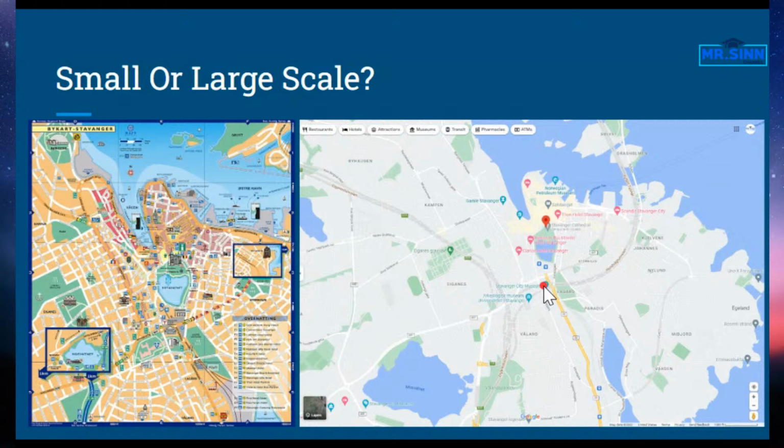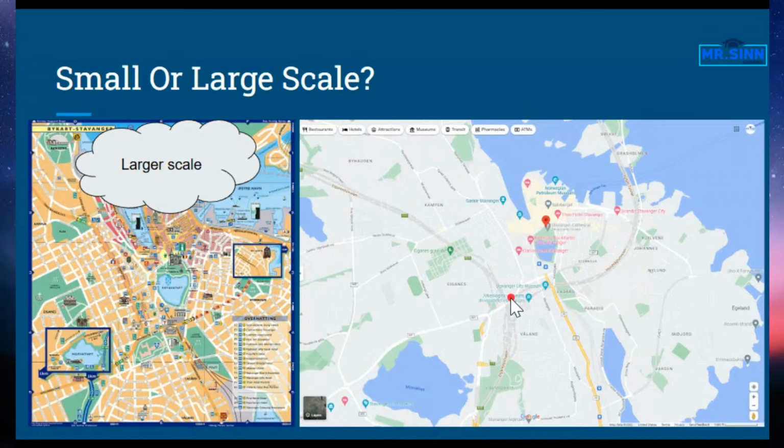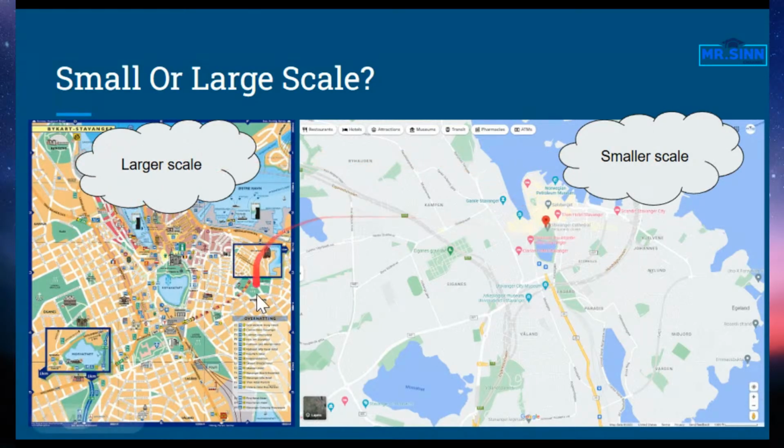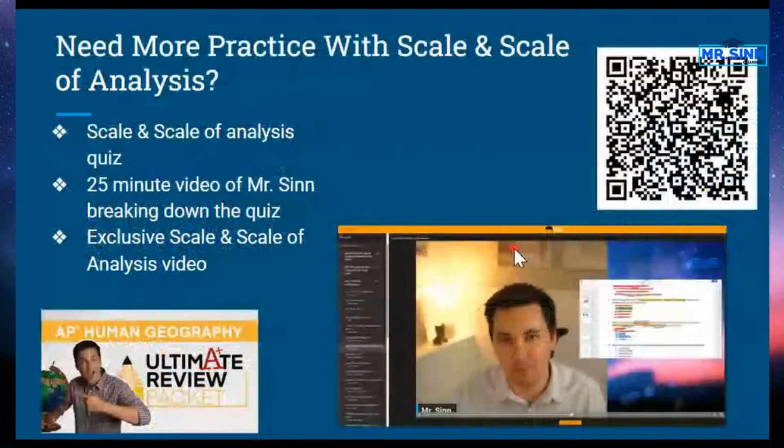For time, we're going to skip this because I want to get into the Kahoot. Again, we've spent a lot of time on scale right now, so hopefully it's making sense. So that one would be the larger scale. That would be the smaller scale.